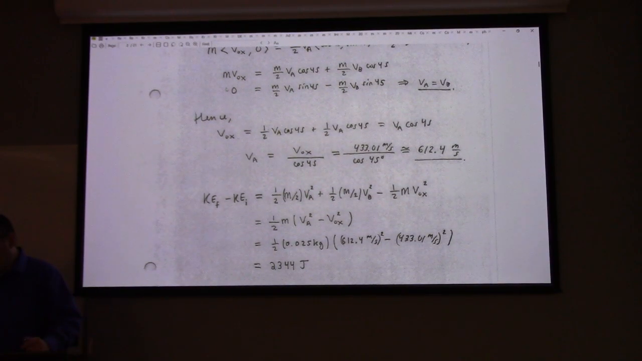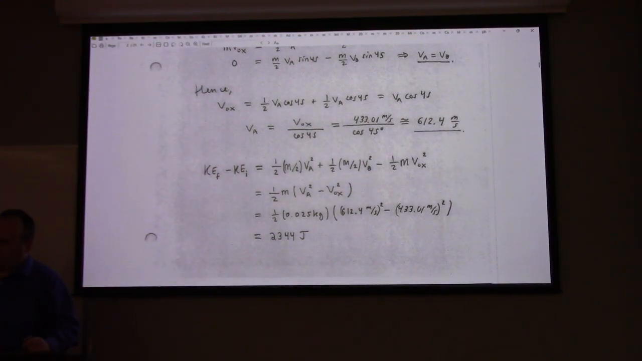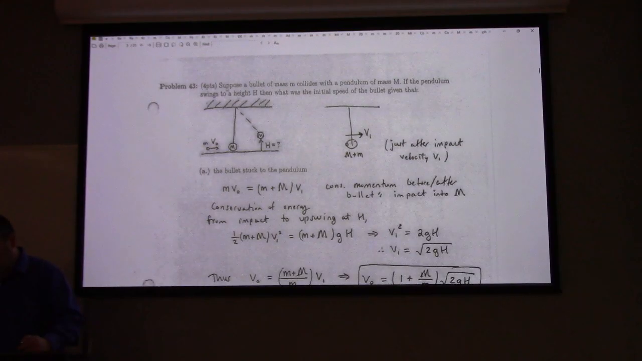Of course, the kinetic energy afterwards is larger because the masses have exploded and they're flying off. They now have vertical components in addition to the horizontal component, which has pretty much stayed the same if you think about the half mass.